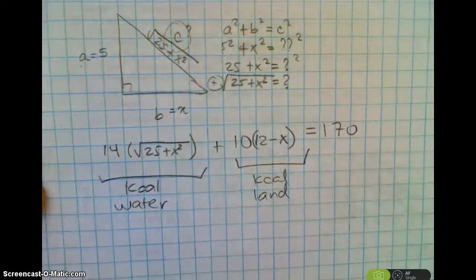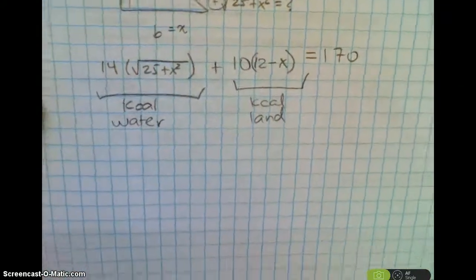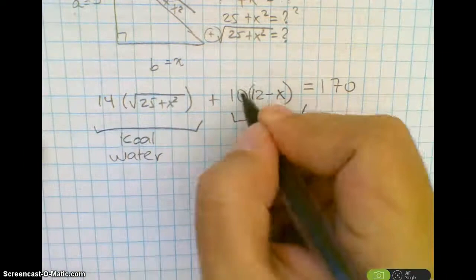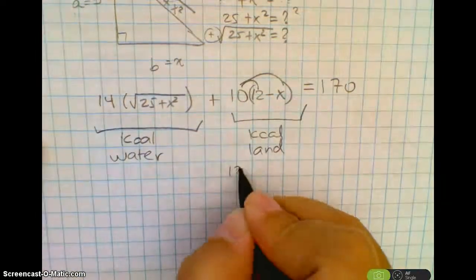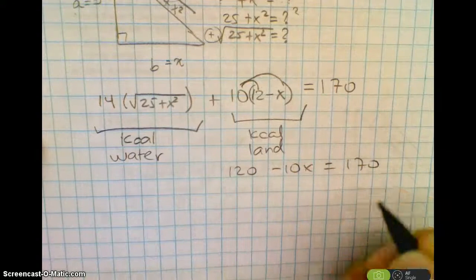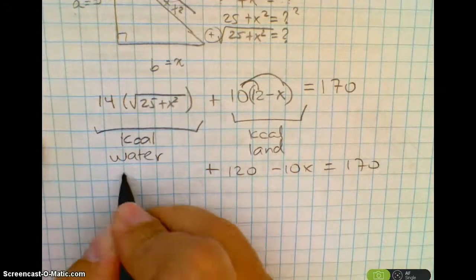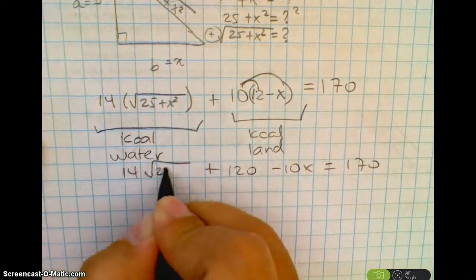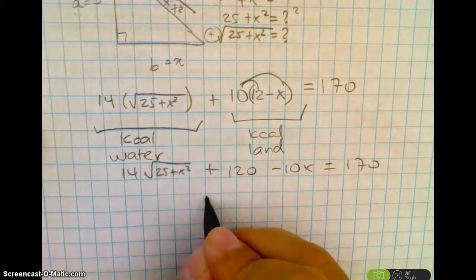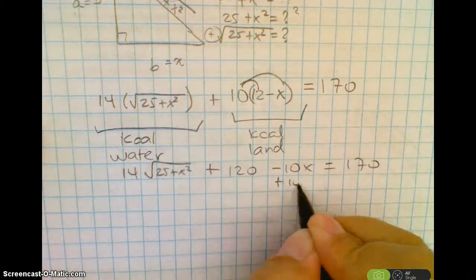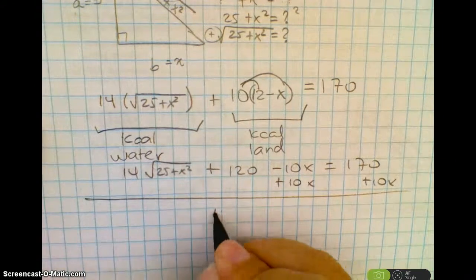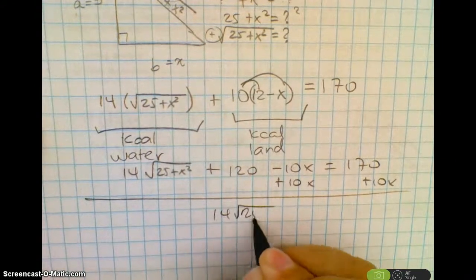So now I'm all set. I can just solve this equation. I'm going to solve for the square root of 25 plus X squared. So I'm going to distribute, and I have 120 minus 10X equals 170 plus 14 square root of 25 plus X squared. And then I'm going to add 10X to both sides. And I have the following.